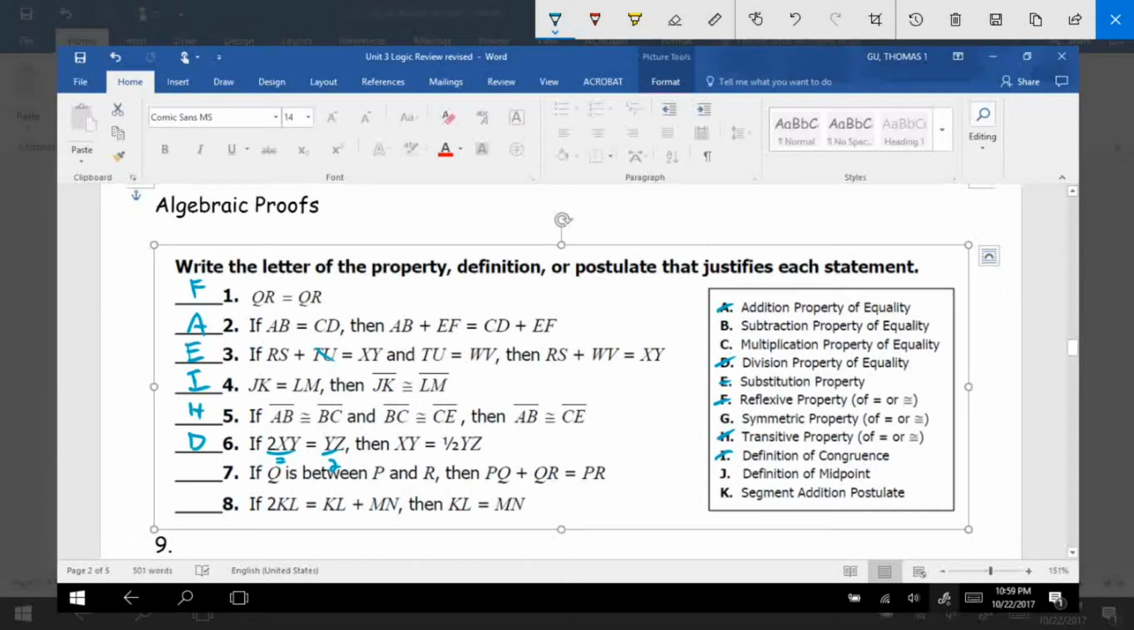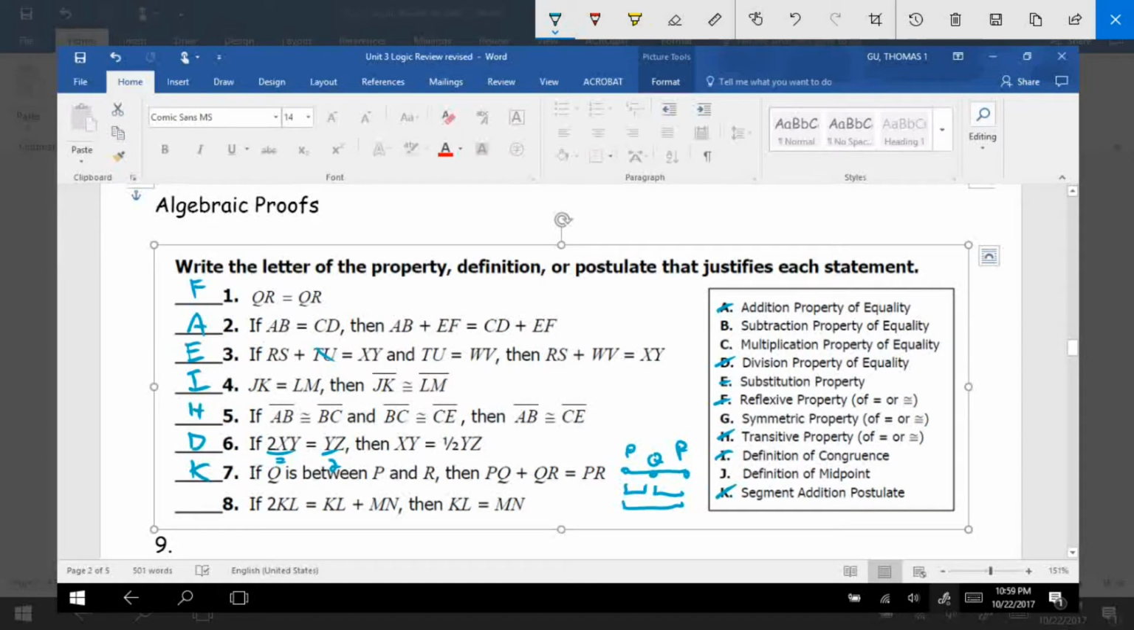Okay. If Q is between P and R, then PQ plus QR equals PR. So that looks like this. Here's P, here's R, and here's Q. They're telling me that PQ plus QR equals the whole thing. 2 parts added together equals the whole. That is the segment addition postulate, which is K.